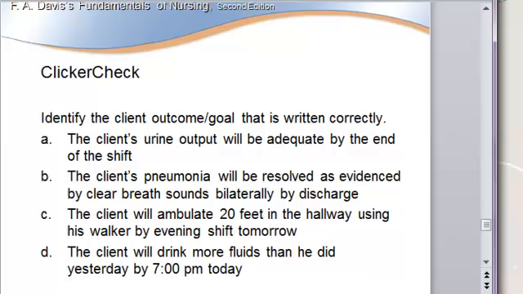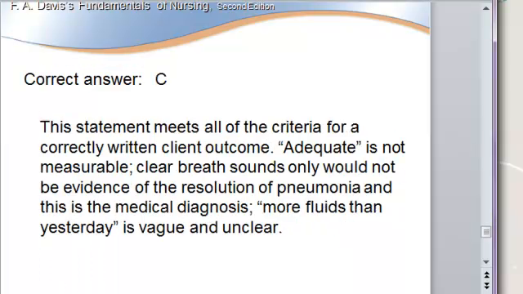And hopefully you got the answer right, and you see the difference. The answer, of course, is C, and this statement meets all of the criteria for a correctly written client outcome. Adequate is not measurable. Clear breath sounds only would not be evidence of the resolution of pneumonia, and this is the medical diagnosis. More fluids than yesterday is vague and it is unclear.